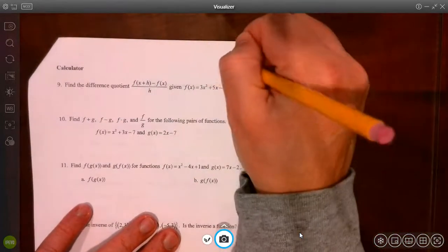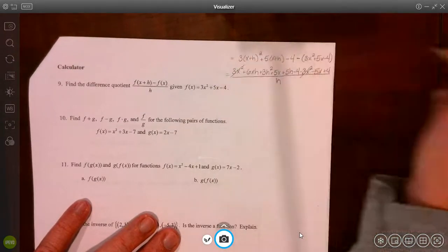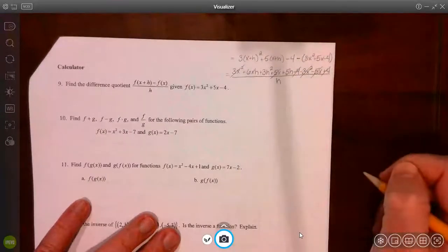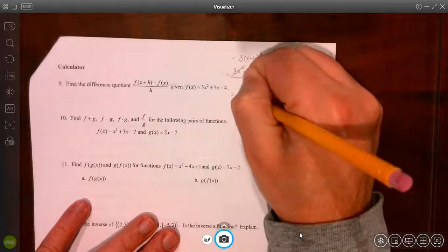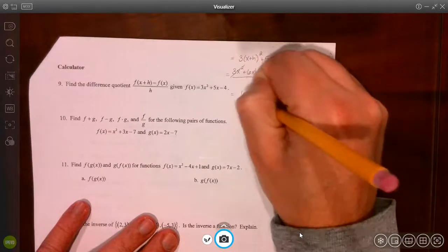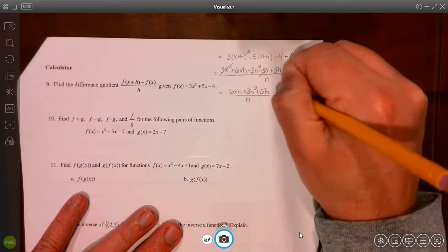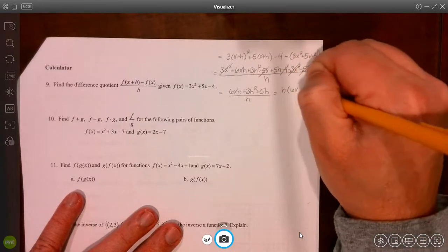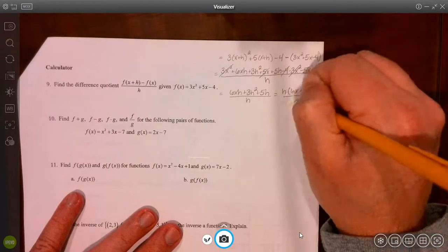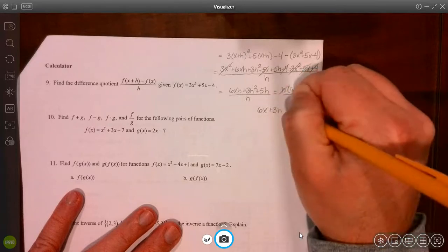All right, if we did that correctly, lots of nice things should happen. This positive 3x squared and negative 3x squared, plus 5x and minus 5x, and minus 4 plus 4 all cancel. So now I am just left with 6xh plus 3h squared plus 5h all over h. Now everything in the numerator has an h, so I'm allowed to factor an h out, and that leaves me with 6x plus 3h plus 5, and that's all still over h. But now these h's cancel nicely, and we're simply left with 6x plus 3h plus 5.